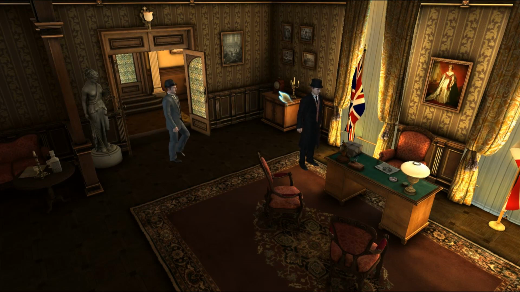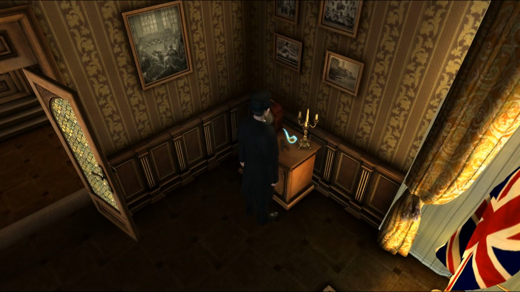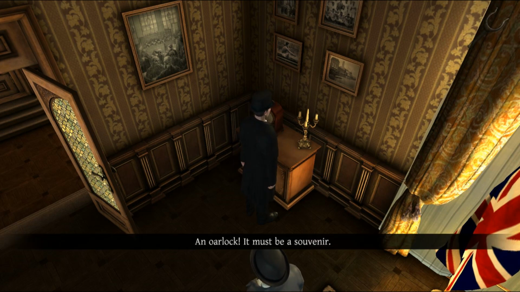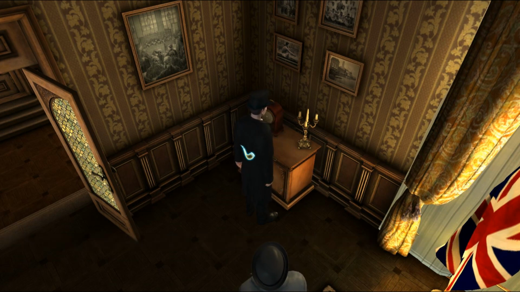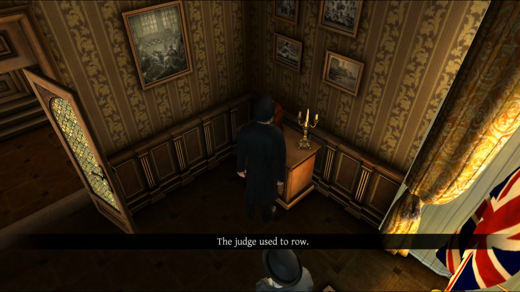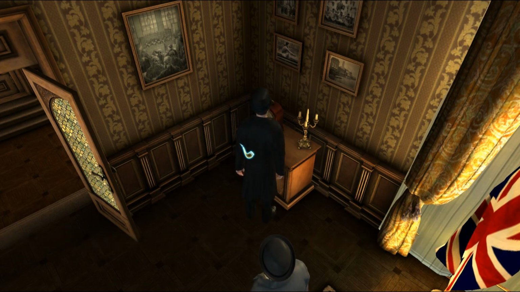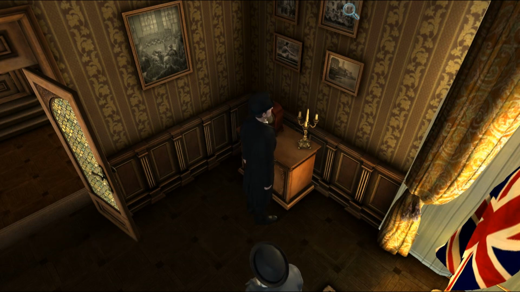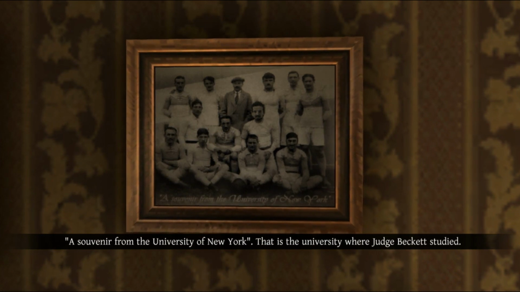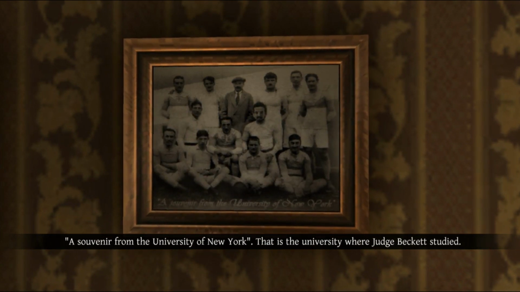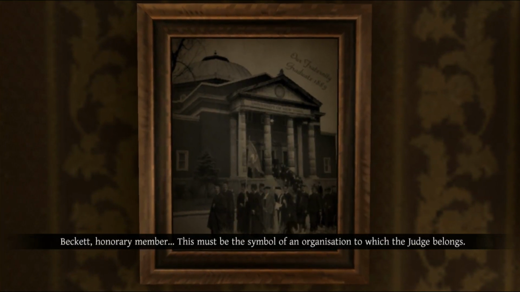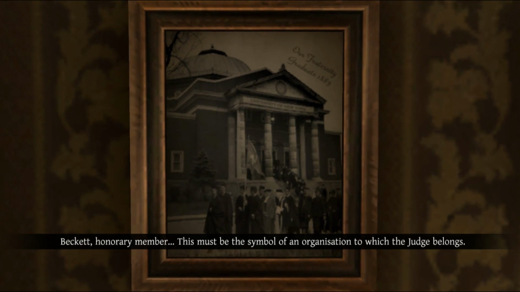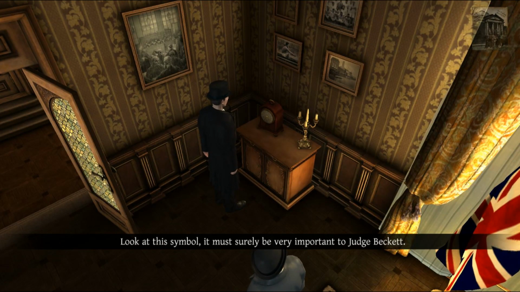And who locked that? Who closed that door? Another oar lock. An oar lock? It must be a souvenir. Or a puzzle. The judge used to row. The young Beckett and his friends rowing. A souvenir from the University of New York. That's the university where Judge Beckett studied. Beckett, honorary member. This must be the symbol of an organization to which the judge belongs. Look at this symbol. It must surely be very important to Judge Beckett.